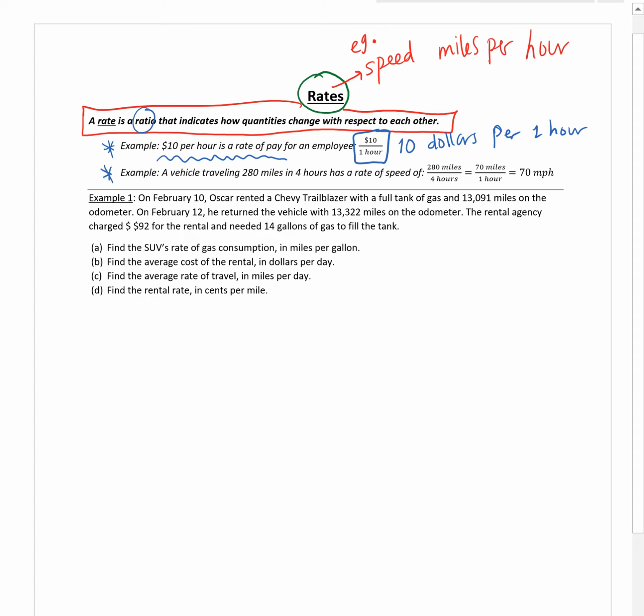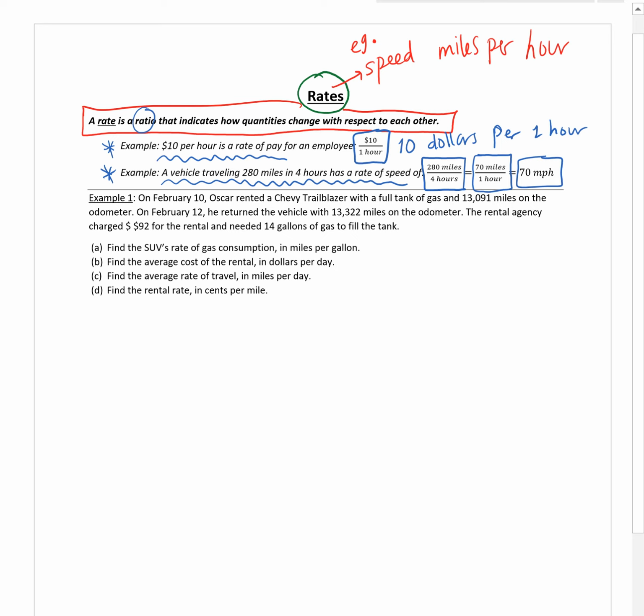And then we talked about speed earlier. The example here: if a vehicle travels 280 miles in 4 hours, what's their rate of speed? Well, if you write that as a fraction, you get 280 miles over 4 hours. Of course, 280 and 4 reduce. 4 goes into both of those, and you would reduce it to get 70 miles over 1 hour. And that's a rate, 70 miles per hour. 70 miles for 1 hour.